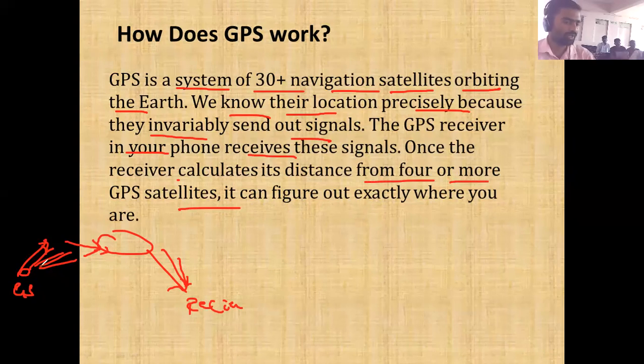Whatever signals are sent by the ground stations to the satellites, and from the satellites to the receiver, the receiver receives the signals continuously, from which it can calculate the distance.